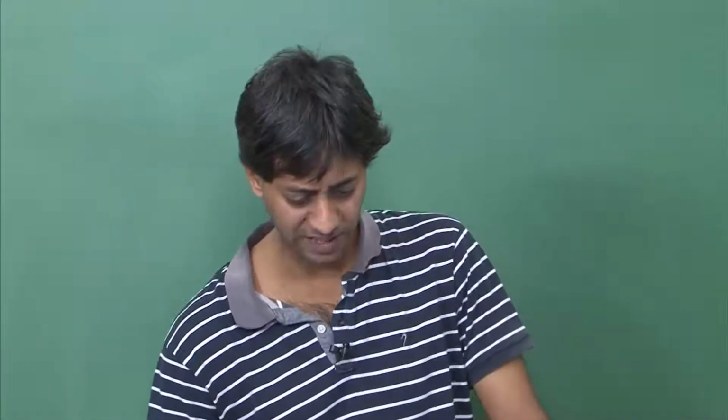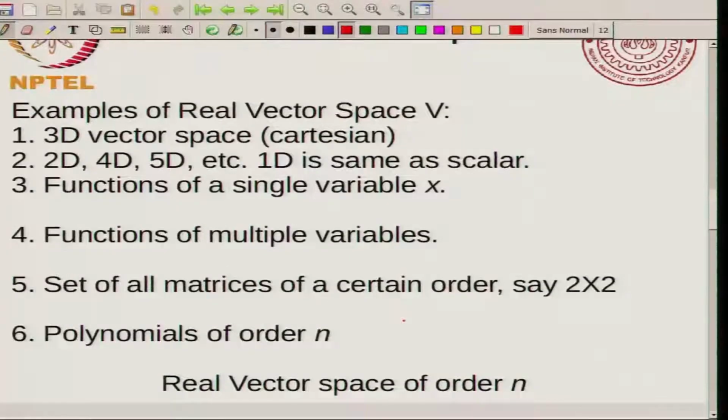And just to give you some examples of real vector space, you know the 3D vector space or the Cartesian coordinates. So you're represented by a vector and you say that it has 3 components in the x, y, z direction. You can have a vector in 2 dimensions, as I had said, you can have in 4 dimensions, 5 dimensions, etc. Can you have a vector in 1 dimension? If you have a vector in 1 dimension, it is the same as a scalar, because there is only 1 dimension, so it only has a magnitude.